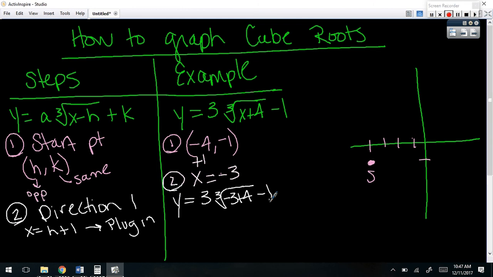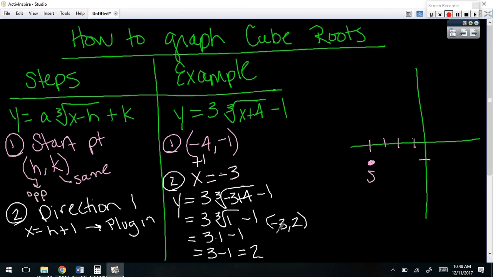What is negative 3 plus 4? 1. So I got 3 times the cubed root of 1 minus 1. What's the cubed root of 1? 1. So I got 3 times 1 minus 1, which is 2. So exactly, it's negative 3, 2. Let me plot this point and then I'll pause a second and let y'all catch up with me. Negative 3.